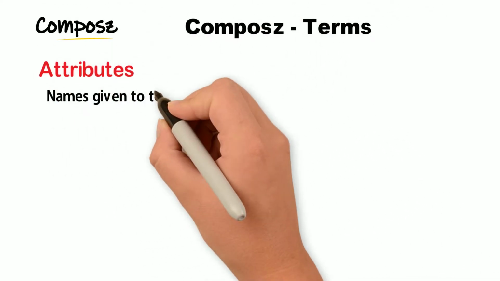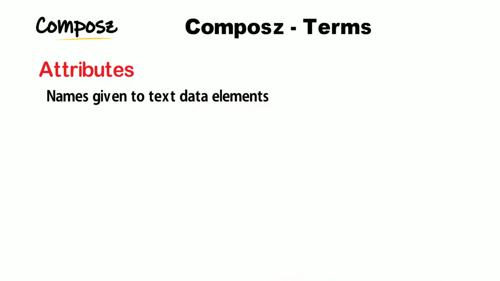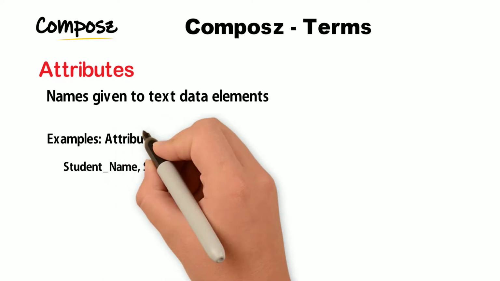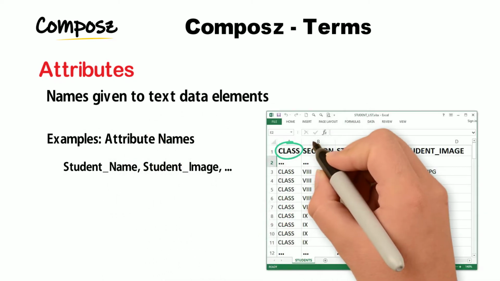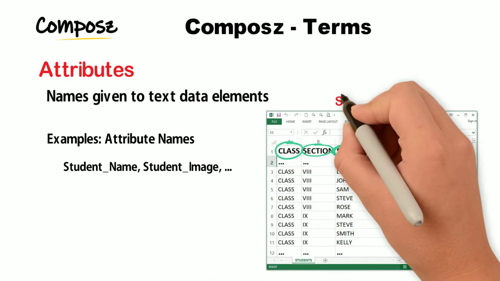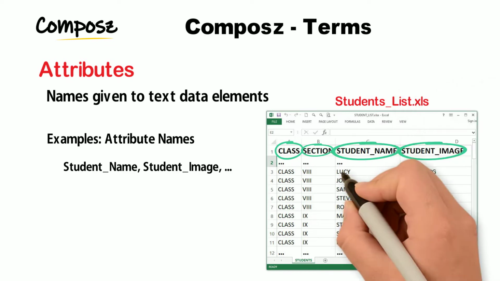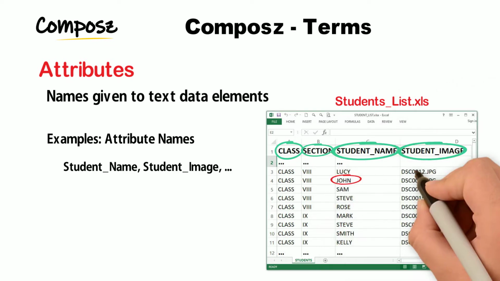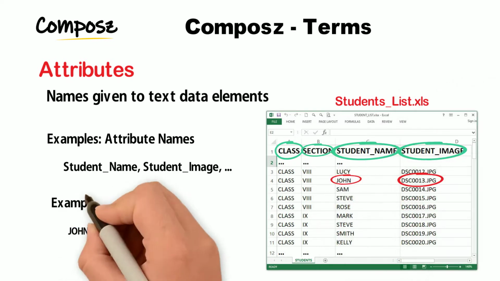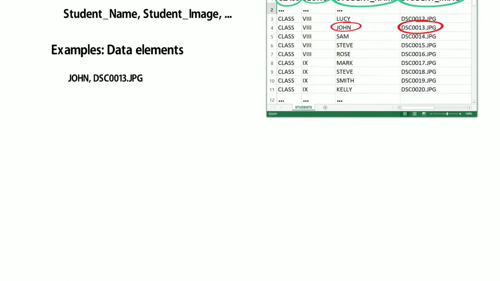Attributes. Attributes are names given to individual text data elements. Student name, student image, etc. are examples of attribute names. Attribute names are similar to column headings found in the Excel spreadsheet. Students list XLS, John, and DSC0013 JPEG are examples of data elements.